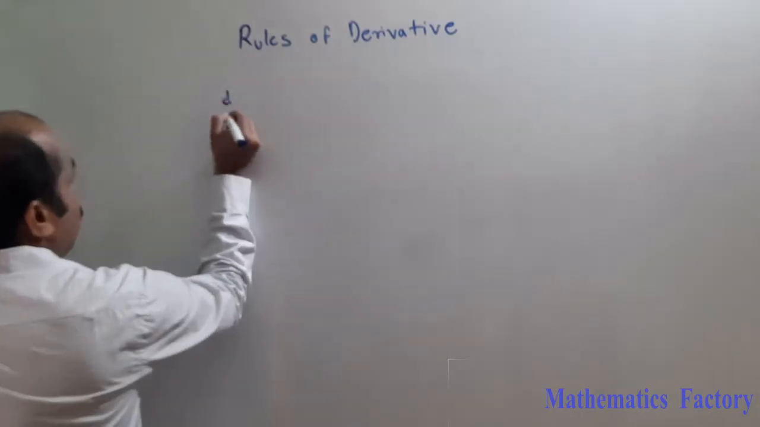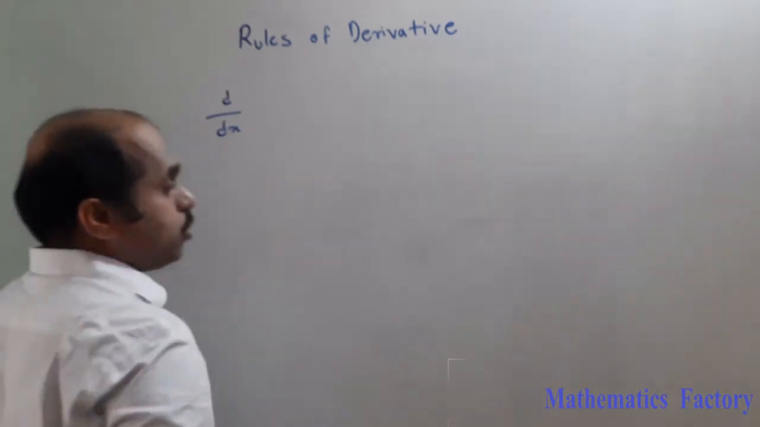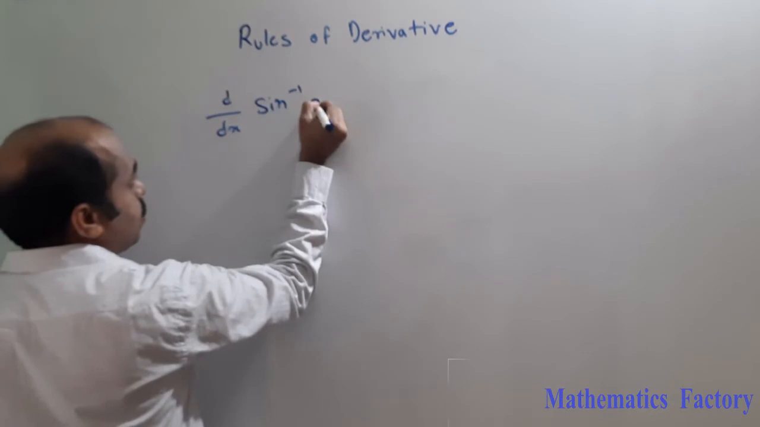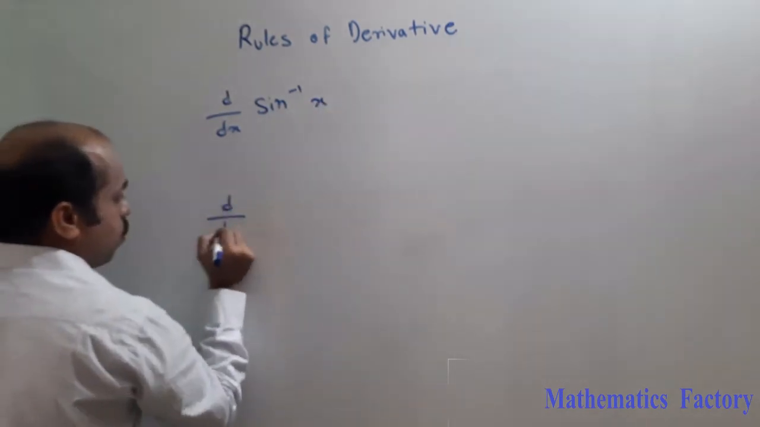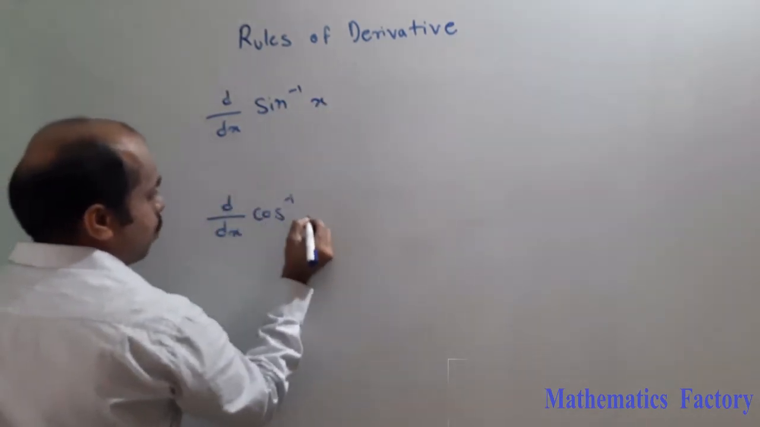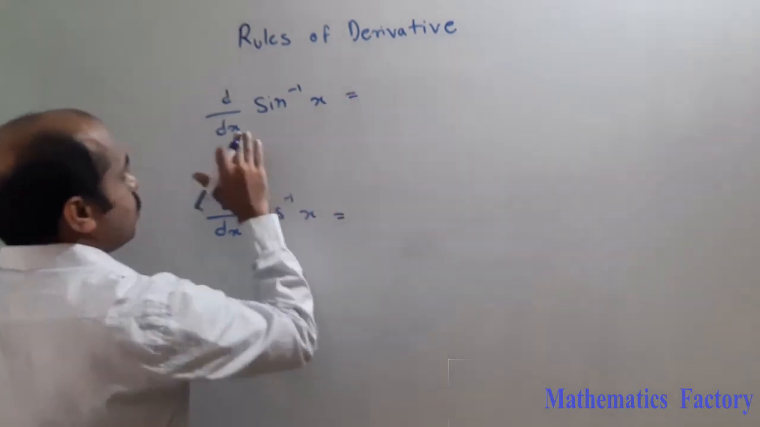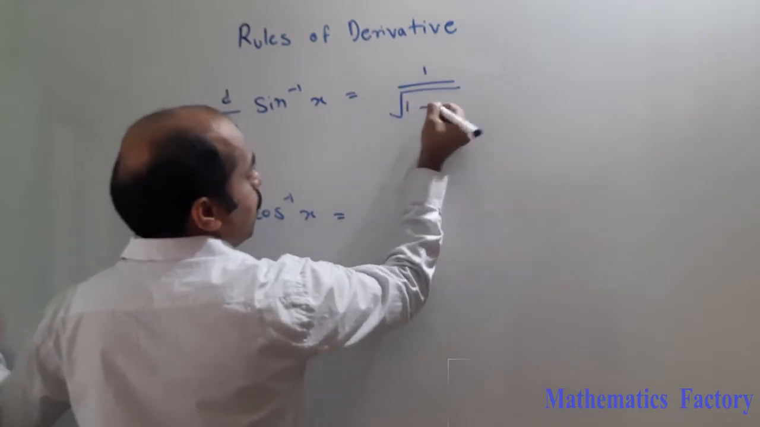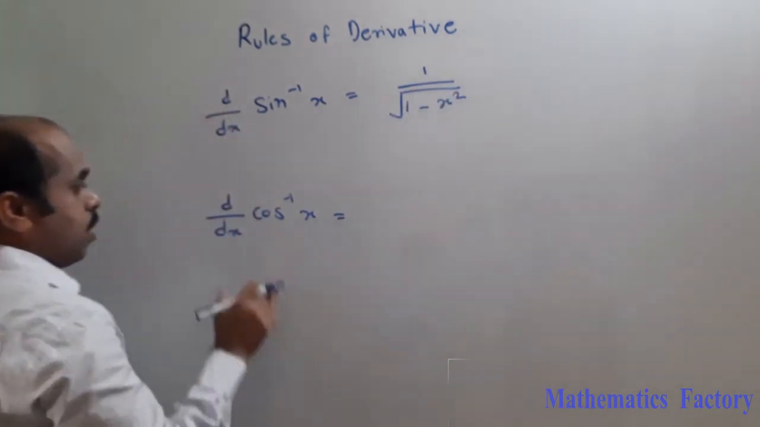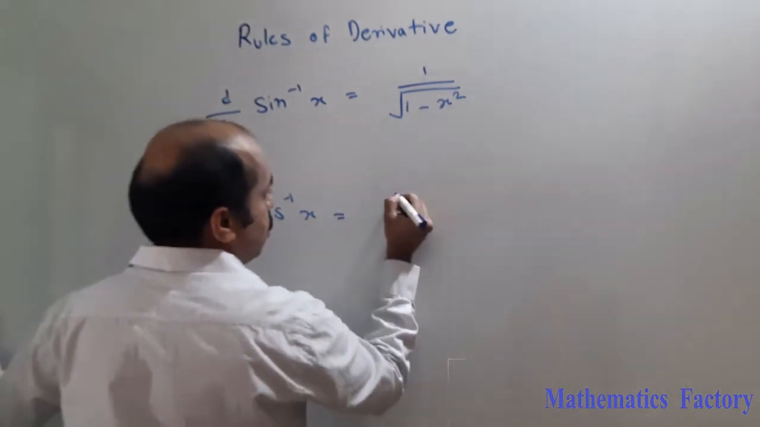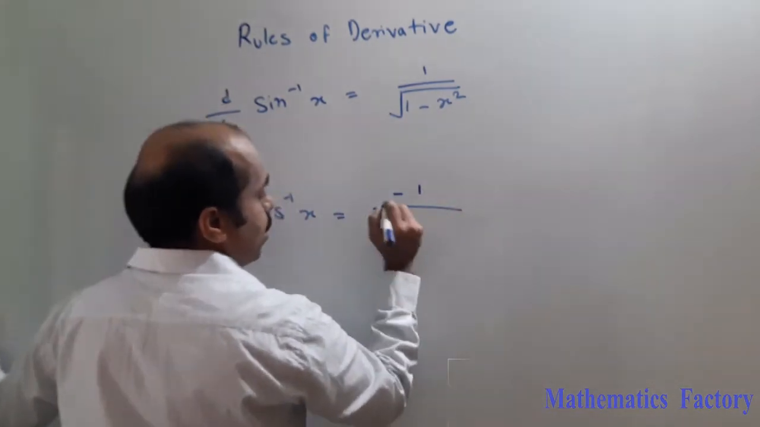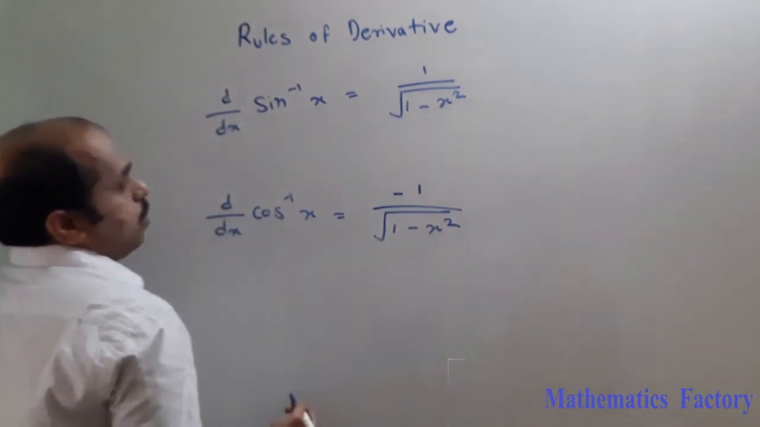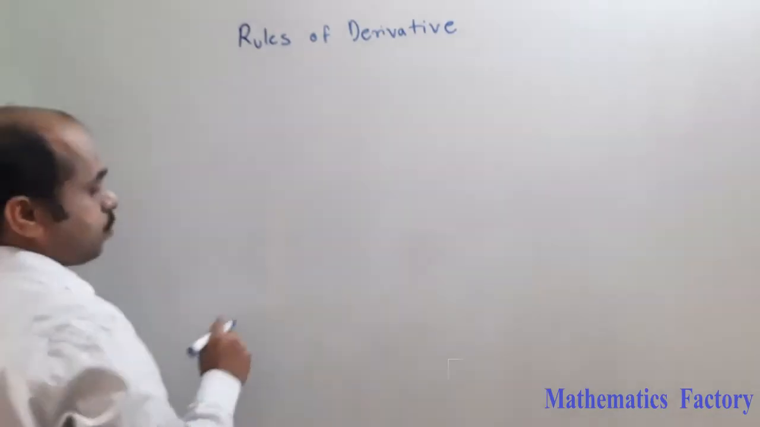Okay. Now we see the rule of inverse trigonometric functions. So first we take derivative of sin inverse of x and derivative of cos inverse of x. Okay, so what is the derivative of sin inverse x? It is 1 upon under root of 1 minus x square. Okay, and what is the derivative of cos inverse of x? Only difference is minus. So minus 1 upon under root of 1 minus x square. Okay, this is the derivative of cos inverse of x.